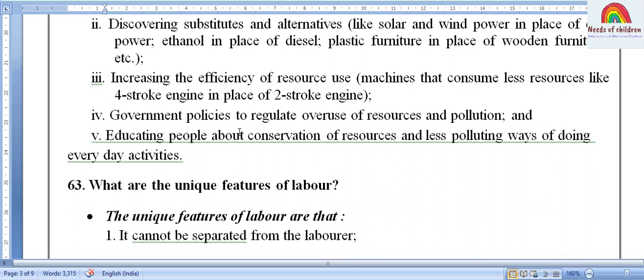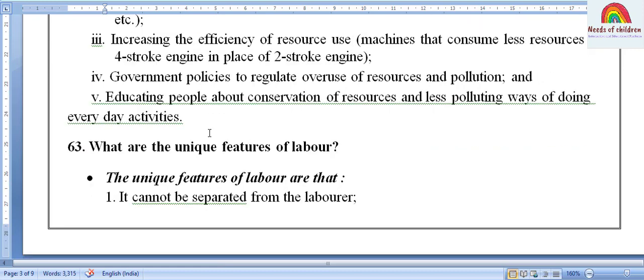Next point, government policies to regulate overuse of resources and pollution, and educating the people about conservation of resources and less polluting ways of doing everyday activities. So this is about the answers. So let's move on to next question, dear friends.